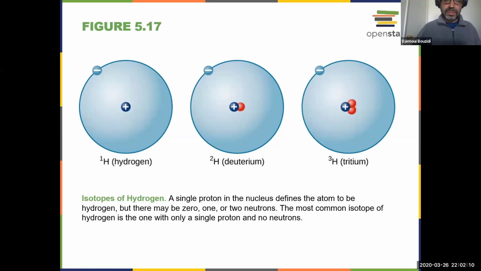Atoms do not have the same number of protons and neutrons at the end for the same element. They come up with the so-called isotopes. For hydrogen, the main isotope is the one that is made up of a single proton in its nucleus. And there is deuterium, which is actually a different element, and tritium.